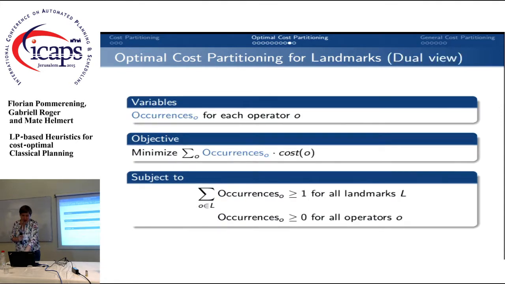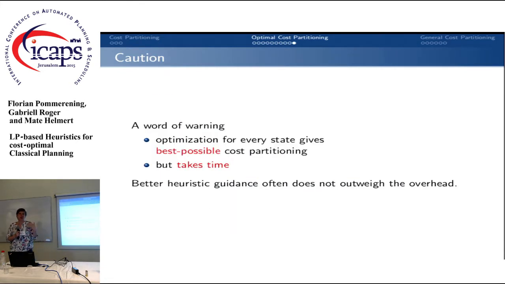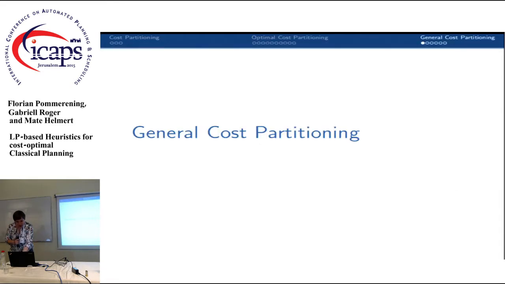So it does not always pay off. But it's very interesting because it helps you check the power of things, what would really be the best we could get if you want to compare to other methods. What you also could do is optimize now and then and reuse the cost partitioning you get for several steps. Okay, so far to the optimization.